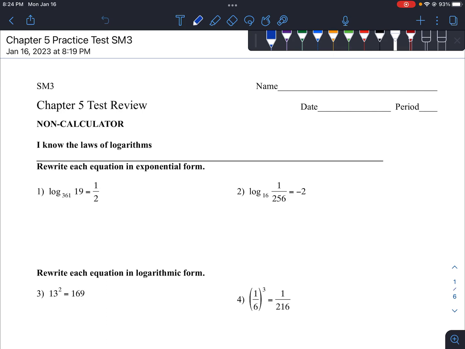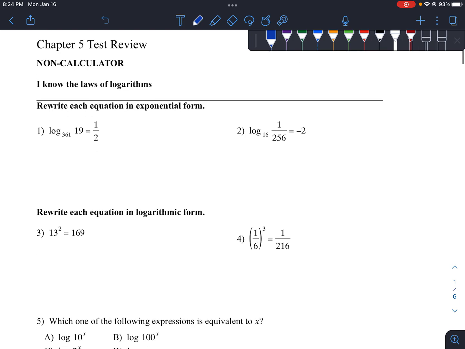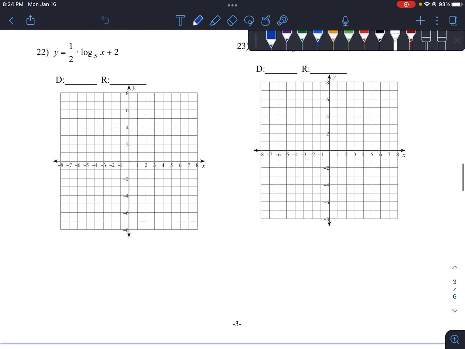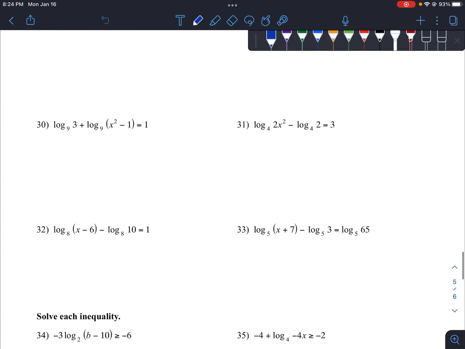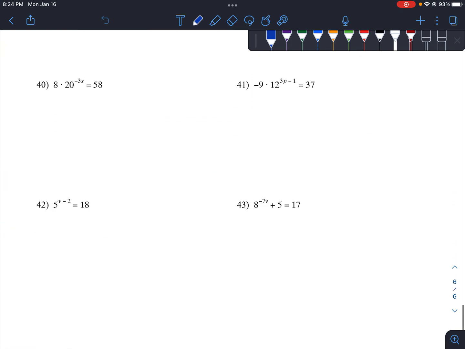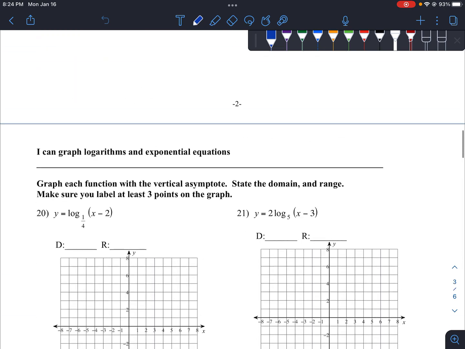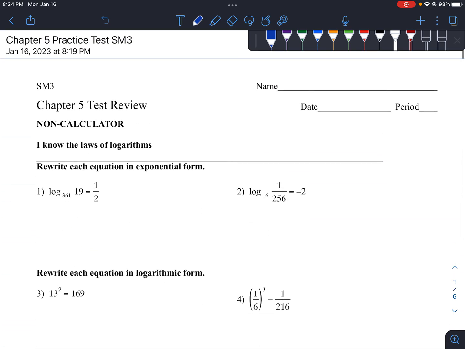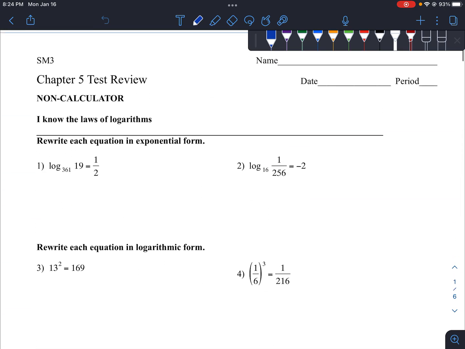Hey guys, just thought I would post something for the upcoming test on Chapter 5. Here is a practice test or review. There's a lot of problems on this. There won't be as many problems on the test, but there will be all of these types of problems on the test. So I just figured I'd post this so you can see what I do.